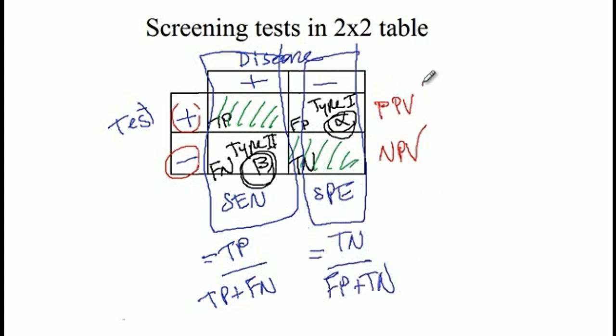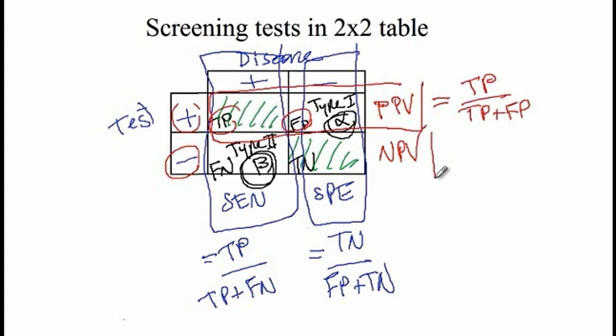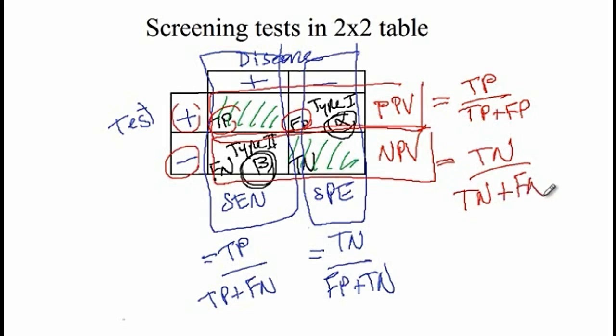For the positive predictive value, we will use the first row. And again, the same rule applies. The green box is going in the numerator. So true positive divided by, if you're using the first row, true positive plus false positive. And then for negative predictive value, we're using the second row. Again, the green box, which is the true negative, goes on top, divided by true negative plus false negative.